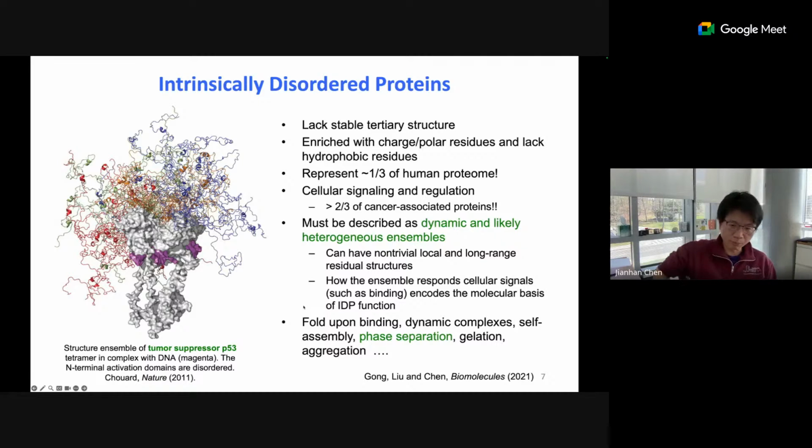For the purpose of this talk, we are mostly interested in their ability to self-assemble, or phase separate.